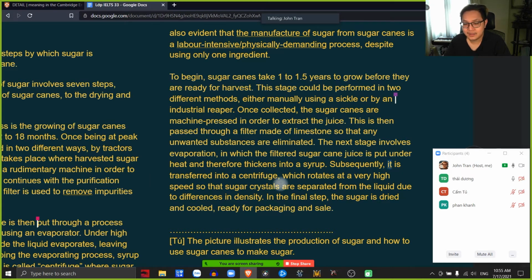Nó được chuyển tiếp vào một cái buồng mà gọi là phân ly, cách ly, cách gì là ly ấy. Centrifuge. What is that word again? Nó ở trong bài này. I know centrifuge, but what is the Vietnamese word for that? I forgot. Cái gì ly á? Ly tâm. Ly tâm là centrifuge đúng rồi. Okay, so centrifuge, máy ly tâm. Which rotates at a very high speed, mà cái máy này nó xoay ở một cái tốc độ rất cao.